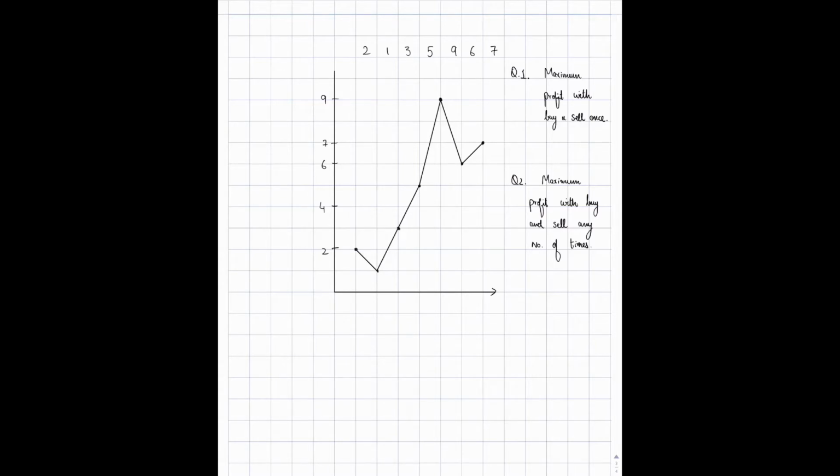For the first question, the constraint is that we are allowed just one transaction for buy and one transaction for sell. So we can buy once and then we can sell once. So let's see how we will solve this.